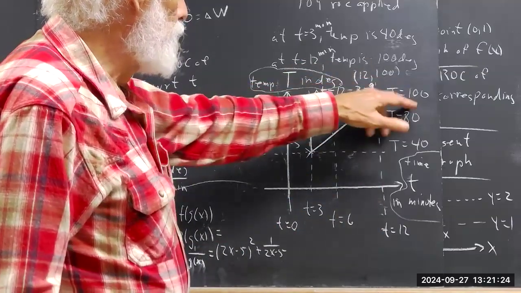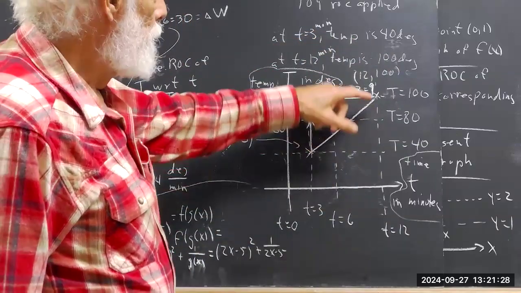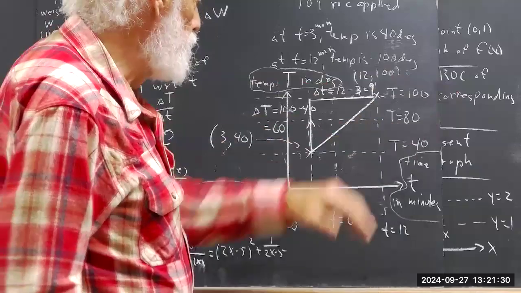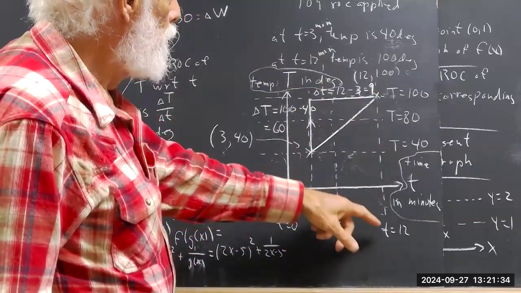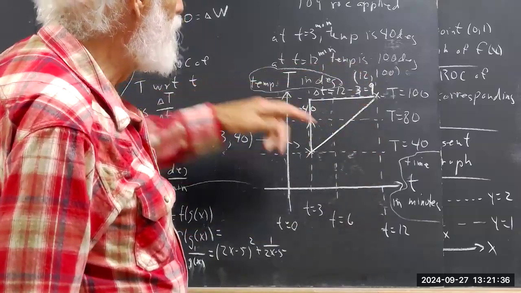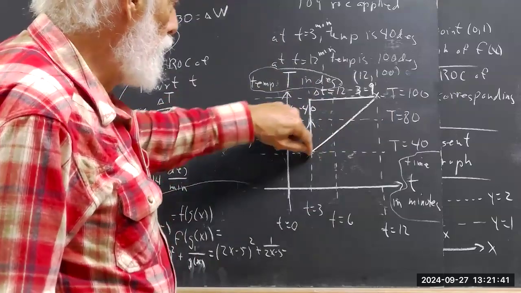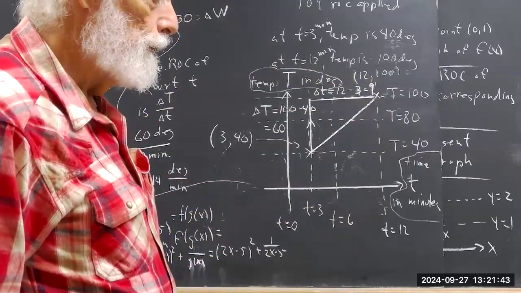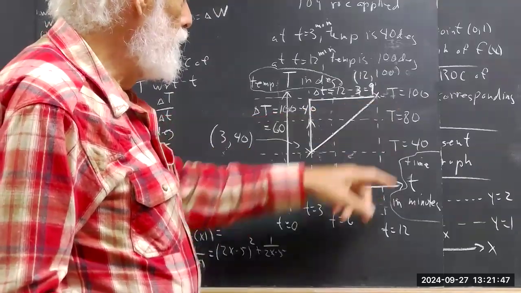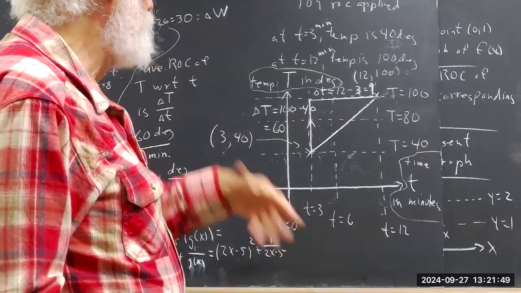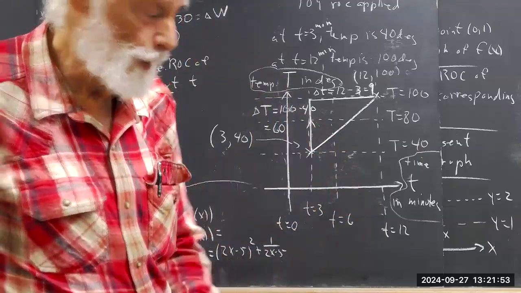And big T is 100. Temperature is 100 degrees. So that big T is 100 along this horizontal line and 40 along this horizontal line, etc. Well, where the little t equals 12 makes the big T equals 100 is here. So you have these 2 points and you want to get the average rate of change. Well, the average rate of change is the change in big T divided by the change in little t. Now it says in the problem, average rate of change of temperature with respect to time.